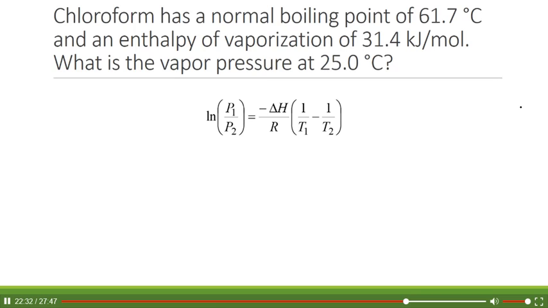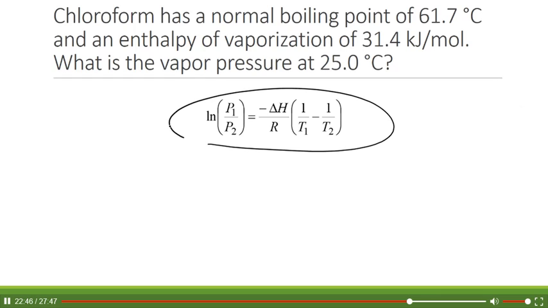Let's try another example where we have a little bit of math going on. So now we're looking at enthalpy of vaporization using vapor pressure. Hopefully when you see that, you know Clausius-Clapeyron. Okay, so we need to look at the things that we have and determine what we need. In the equation itself, or the word problem above, it'll tell us what we actually have. So our normal boiling point is 61.7 degrees Celsius. Enthalpy of vaporization, 31.4 kilojoules per mole. And we want to know what our vapor pressure is at 25 degrees Celsius.